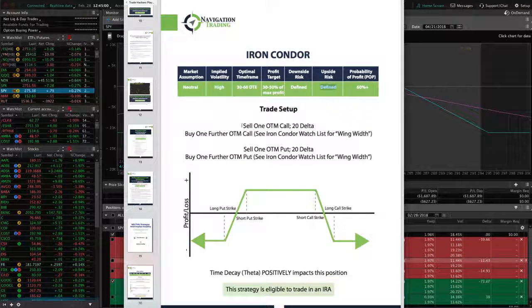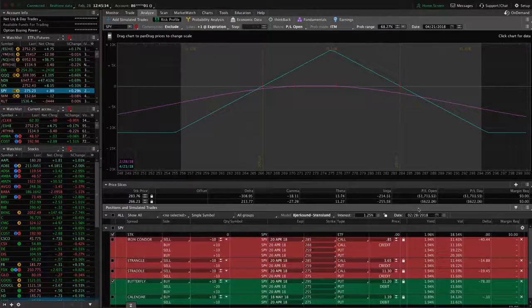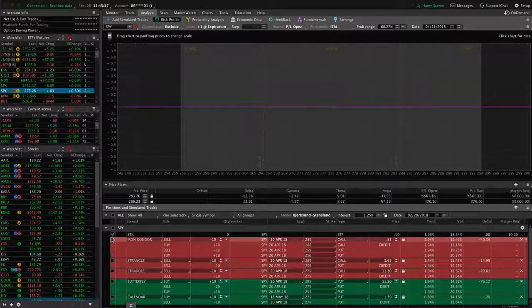And we're simply going to sell one out of the money call around the 20 delta, and then buy one further out of the money call. And the width is based on the specific symbol you're trading. Same thing on the put side. We're going to sell an out of the money put. We like to do it around the 20 delta and buy one further out of the money put with the width depending on the symbol that you're trading. So this is what the graph will look like. Again, like the others, time decay is positive, and this strategy can be traded in an IRA or a margin account. Let's jump back over to the platform and take a look at an iron condor.